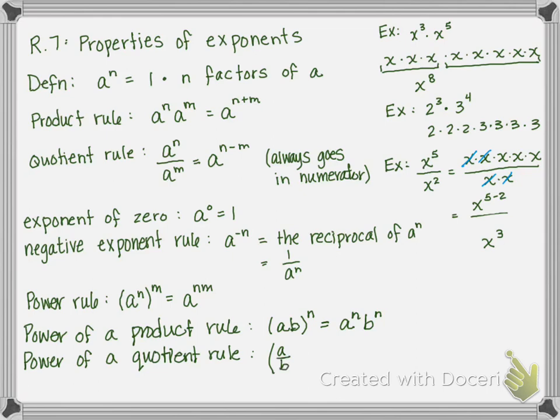If you have a fraction raised to the nth power, imagine if you line up a bunch of factors of a over b, you would just have n factors of a on the top, right? And then n factors of b on the bottom. And so this is just a to the n over b to the n. So similar to the power of a product rule, we can apply that exponent to the numerator and the denominator.